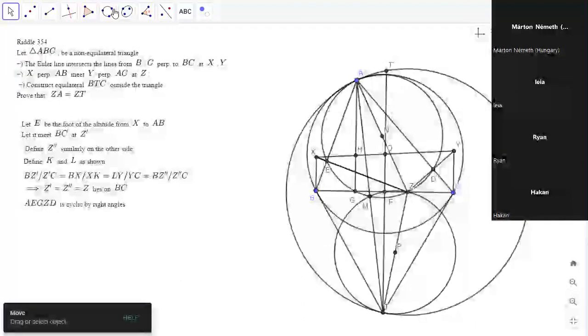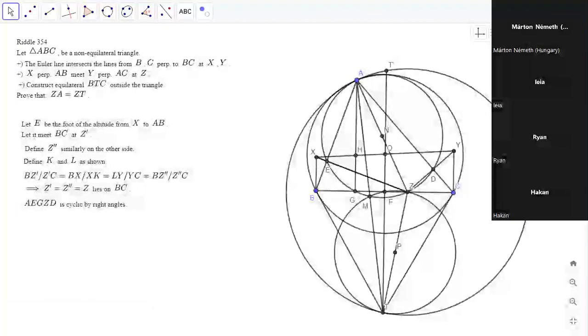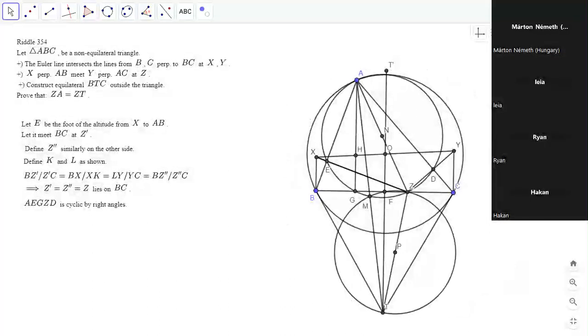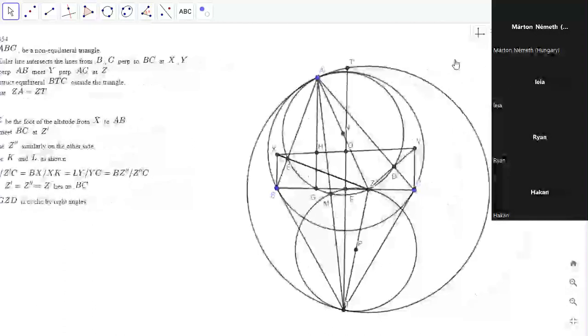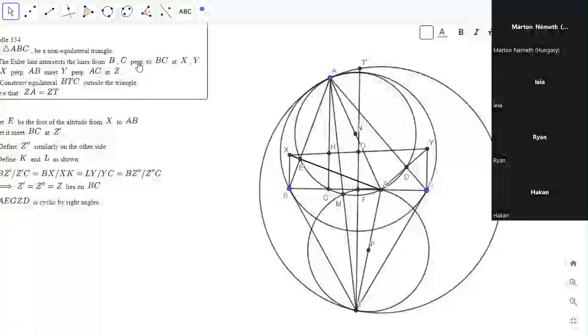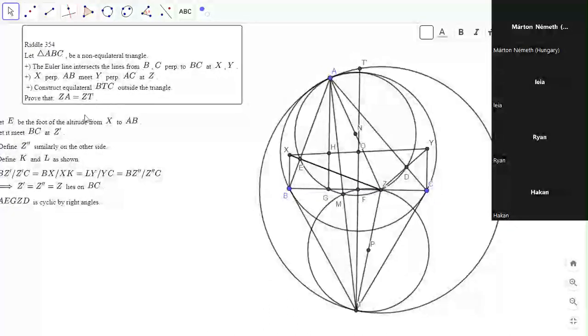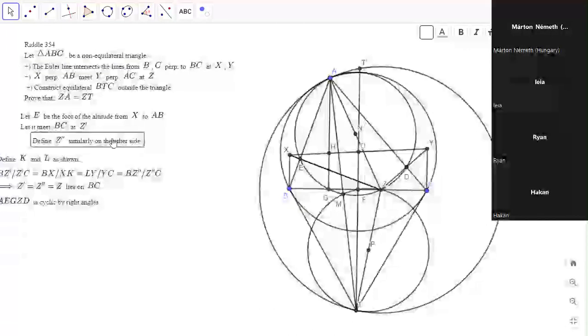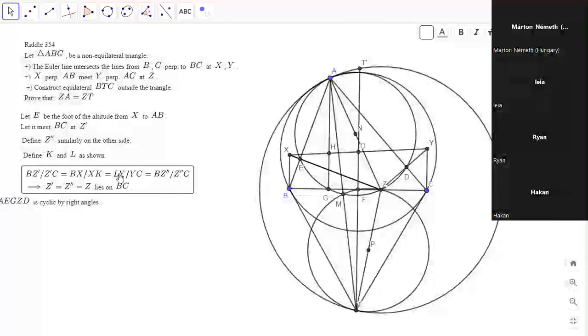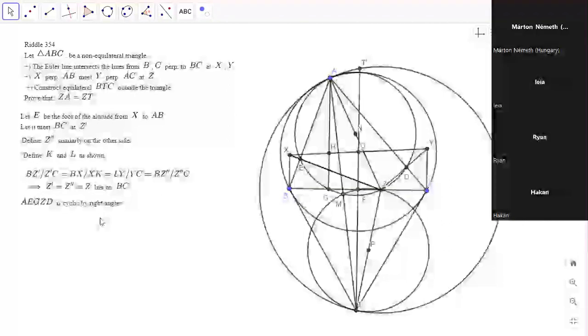So yeah, Hakan, we made a good amount of progress on this problem, but yeah, we still haven't solved it. Move the diagram just a little bit. Right, I'm going to spend maybe 10 more minutes and then maybe move on to the next problem.